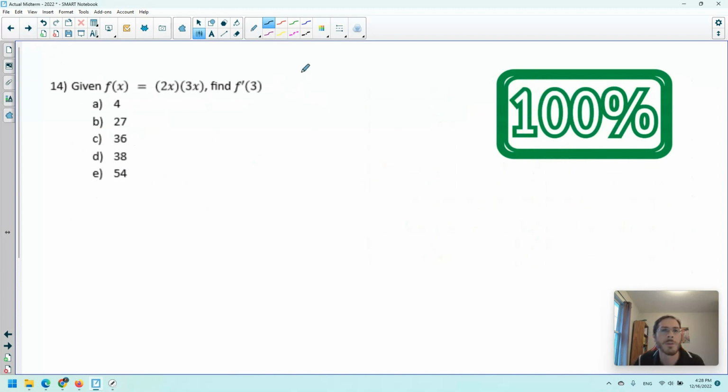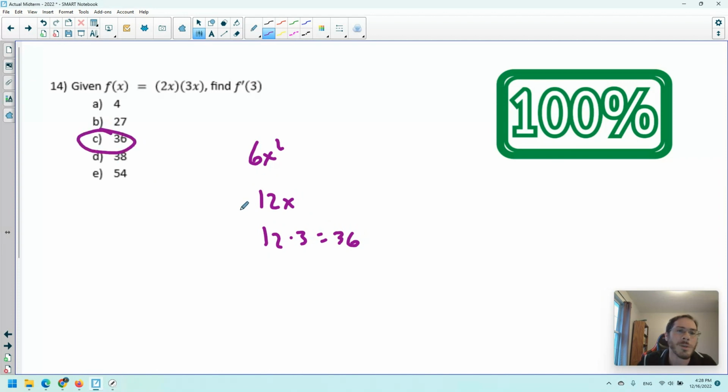For 14, everyone got this one right too. I thought this one was going to trick people also, but no one got tricked. 2 ways to do it. I'm going to do it the faster way, which is to multiply first and then do the derivative. I think some people did the product rule, but if you multiply first, you get 6x squared, and then the derivative of that is 12x. 12 times 3 is going to be 36. This is f prime of x. This is f of x. And then this is f prime at 3. So nice job with that one, but that's 14.